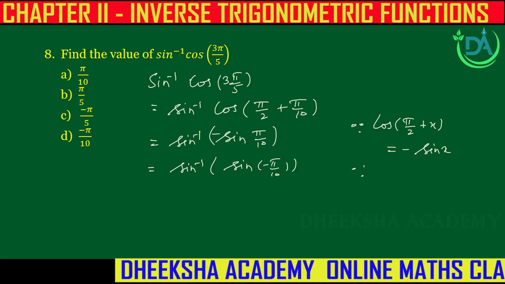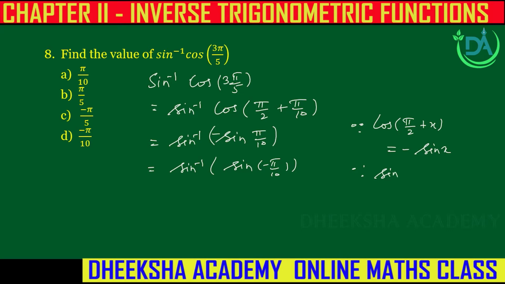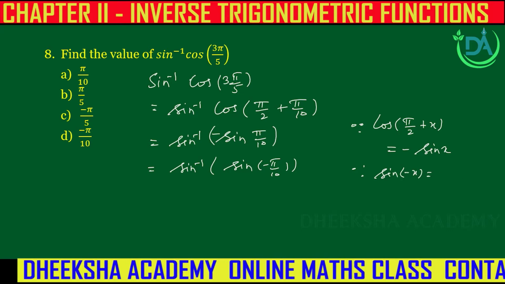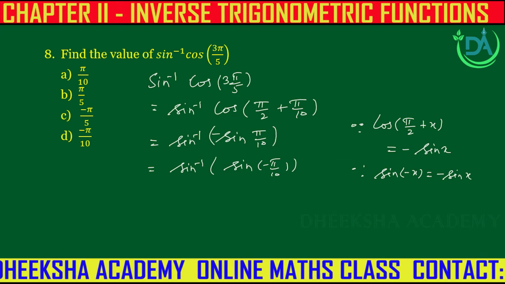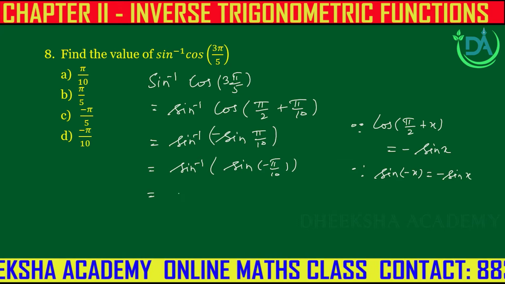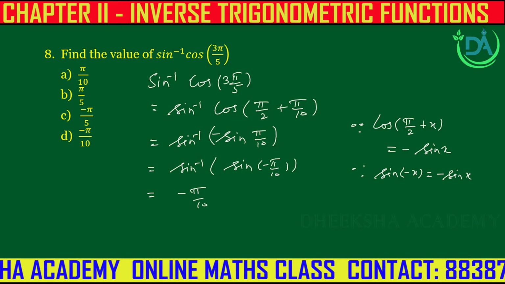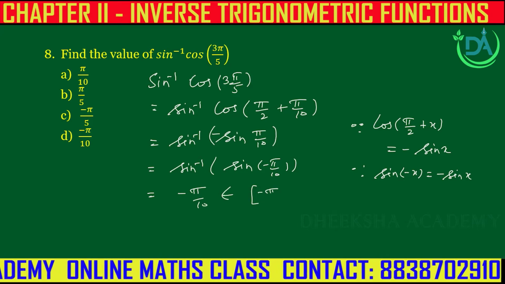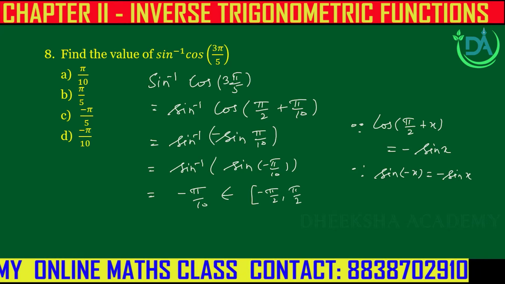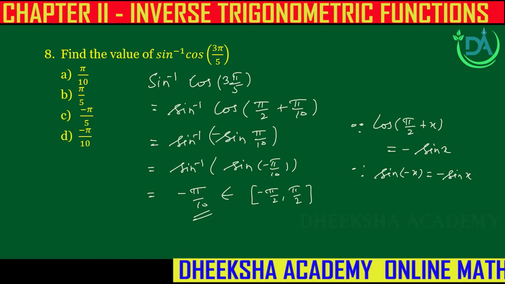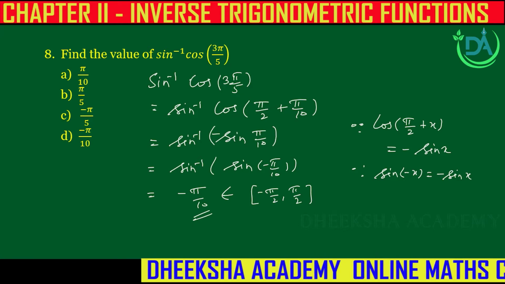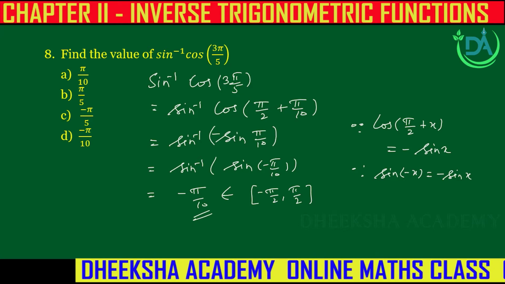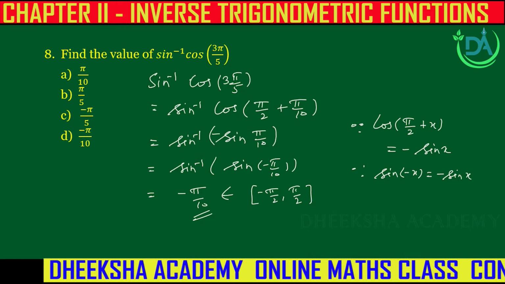Since sin of minus x is equal to minus sin x, sin inverse of sin of minus pi by 10 is equal to minus pi by 10, which belongs to the closed interval minus pi by 2 comma pi by 2. So the principal value lies between minus pi by 2 comma pi by 2. So the answer is minus pi by 10.